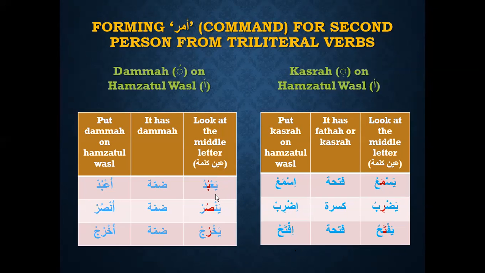So again, the first step is to remove that hamzatul wasl, which you have done. So what have you got now? Sakin ayn. So you put hamzatul wasl at the beginning. And because the ayn kalima has dhamma on it, you put dhamma on this hamzatul wasl and make this last letter into jazmi form. Okay, so it becomes u'bud, unsur, ukhruj, udkhul. Okay, this is how it goes.